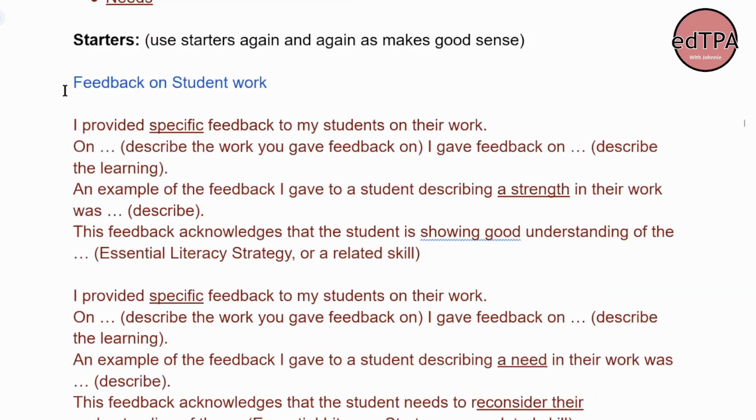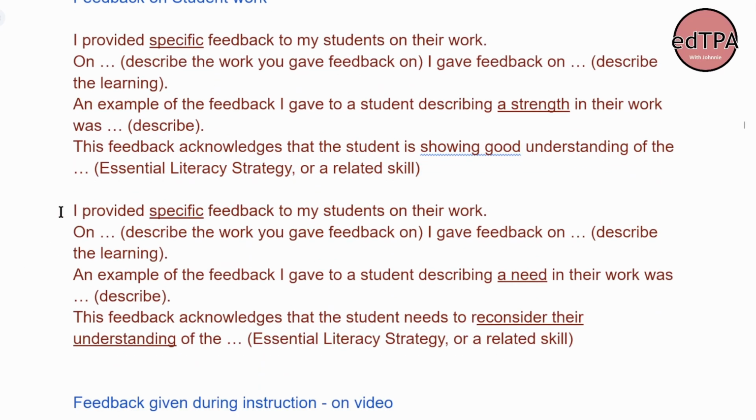Here's some starters. So feedback on student work. I provided specific feedback to my students on their work. On, describe the work you gave feedback on. I gave feedback on, describe the learning. An example of the feedback I gave to a student describing a strength in their work was, this feedback acknowledges that the student is showing good understanding of the essential literacy strategy related skill. So you're justifying your feedback and you're connecting it back to your learning objectives.